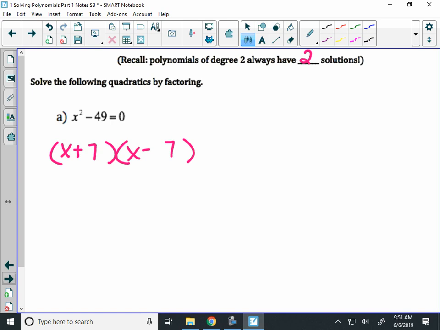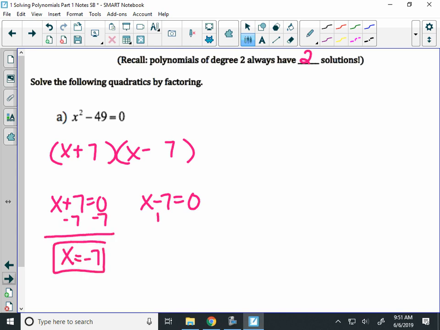Now in order to solve this, I set each factor equal to 0, and I solve. So the left factor, when I subtract, I get a root at negative 7, and the right factor I add, and get a root at positive 7. That should be pretty simple, pretty easy. You should feel confident about solving by difference of squares.